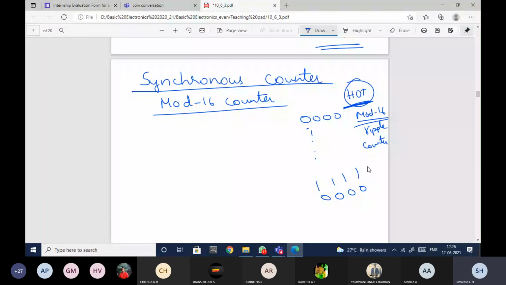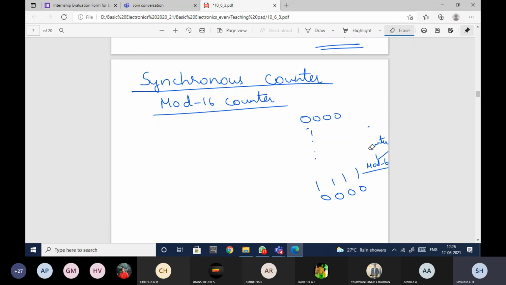In the same way, you can even try mod 5. Just now I've shown you mod 5. In the same way, you just try with a mod 6 counter also. Just try these two questions. Everybody in the class, try the mod 16 counter and the mod 6 counter. Those two are ripple counters only, asynchronous counters.